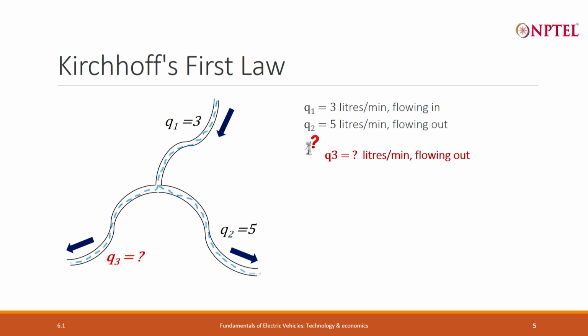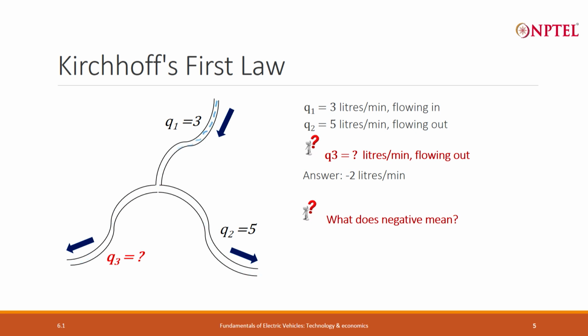So, if 3 is flowing in, that means that Q2 plus Q3 must be equal to 3, but we already know that Q2 is equal to 5. So, if we do this arithmetic, we will get that Q3 is negative 2 liters per minute. And what does negative mean in this context? It means the water is flowing in. So, the sign actually indicates whether it is flowing in or flowing out.